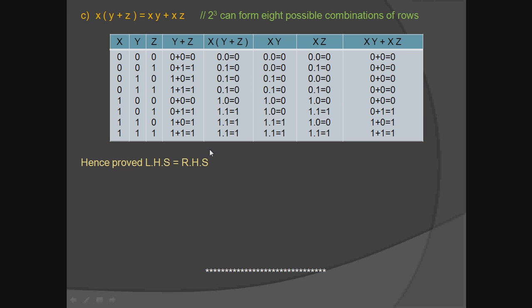Similarly, there are more of these expressions that we have to solve algebraically or using the truth table. Go through all of those, solve them yourself, and as much as possible try to solve all the expressions that are there in the solved exercises also. If you have any doubts on this, you can ask, right?